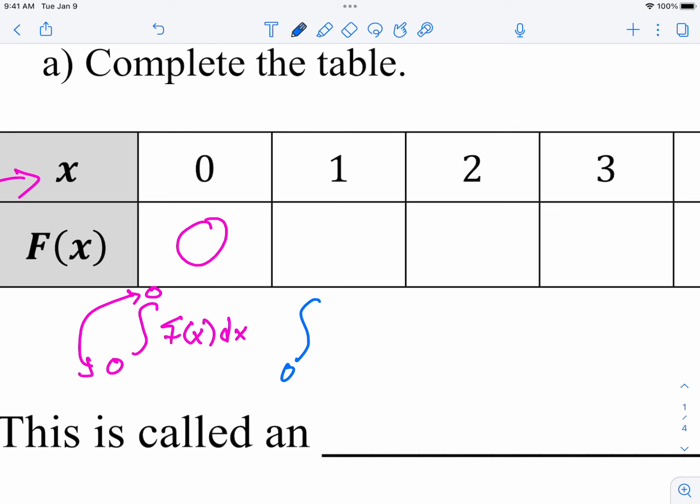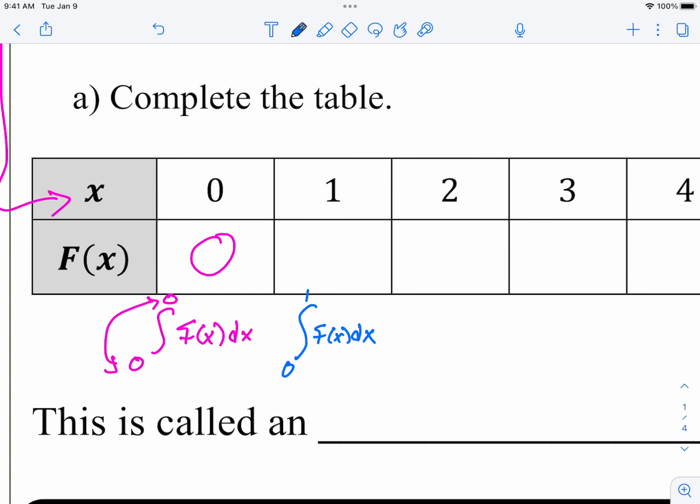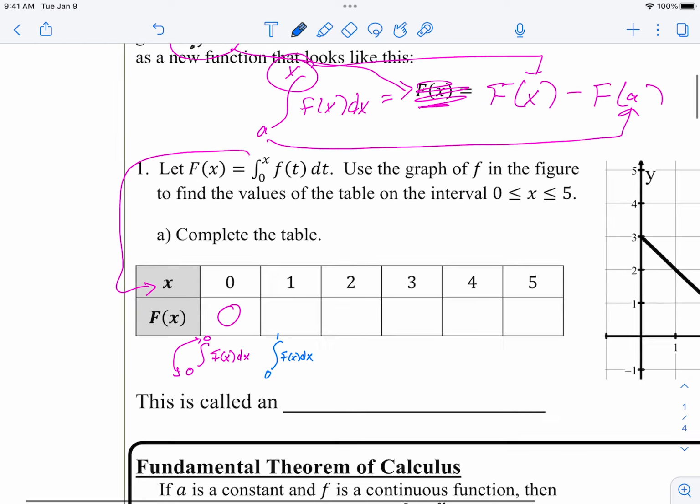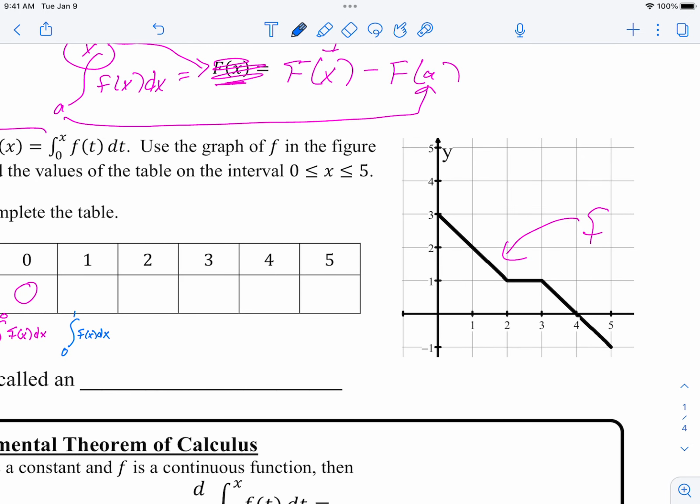And this would be 0 to 1. So remember, this is an x. I'm changing the upper bound each time, and that would be f of x. And where do I get this? What does that represent? Remember, that means the area under f of x, or between the x-axis and the curve. And we have f of x over here. So it would mean the region, let me get out my proper blue right here, this. So that would be the area between the x-axis and the curve from 0 to 1.